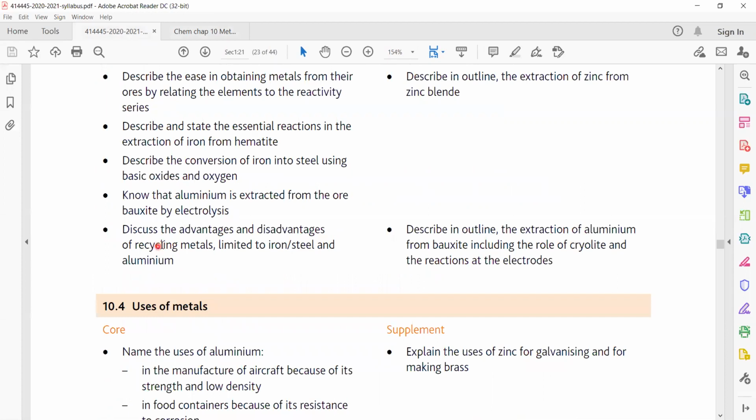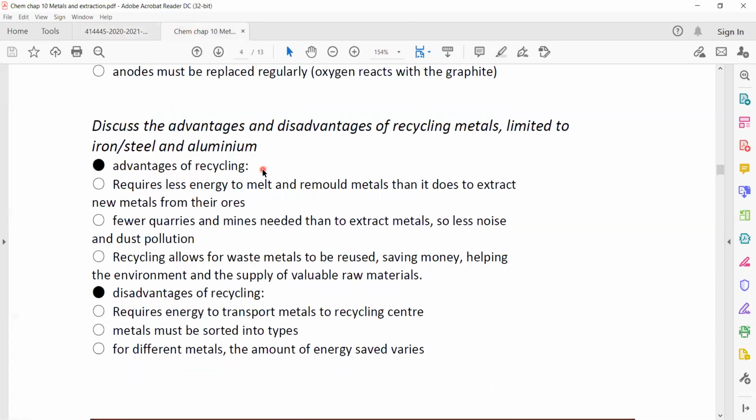Then discuss advantages and disadvantages of recycling metals, limited to iron, steel and aluminium. So what are the advantages and disadvantages of recycling metal? What are the advantages of recycling? Basically, it requires less energy to melt and remold the metal, as we do not have to extract new metal from the ore.